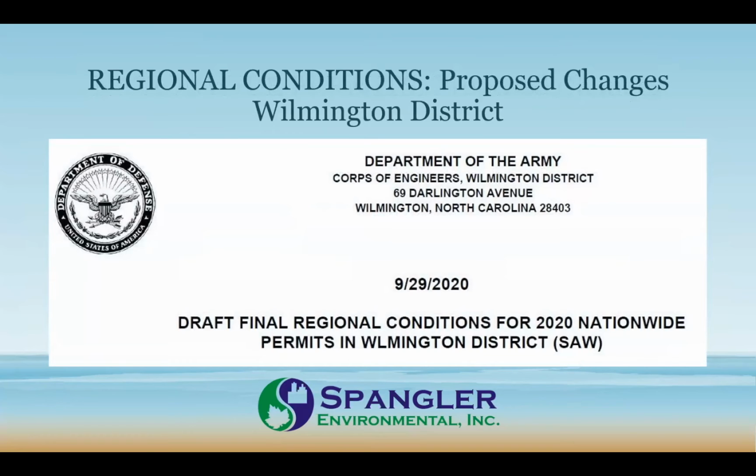So now we'll move into changes to the regional conditions in the Wilmington and the Charleston district. And the Wilmington district, as many of you probably know, covers all of North Carolina. Their changes were published on September 29th. As you can see here, their final draft conditions for nationwide permits as proposed.